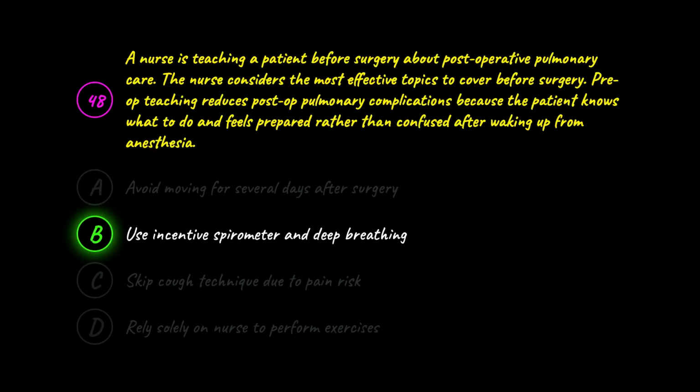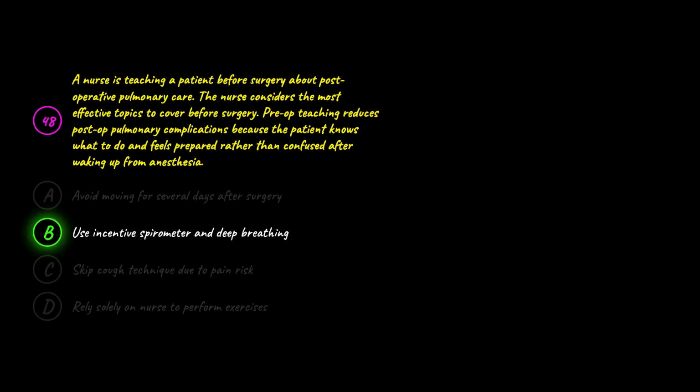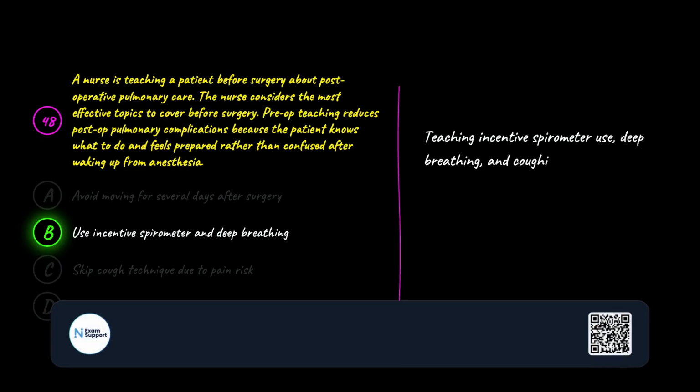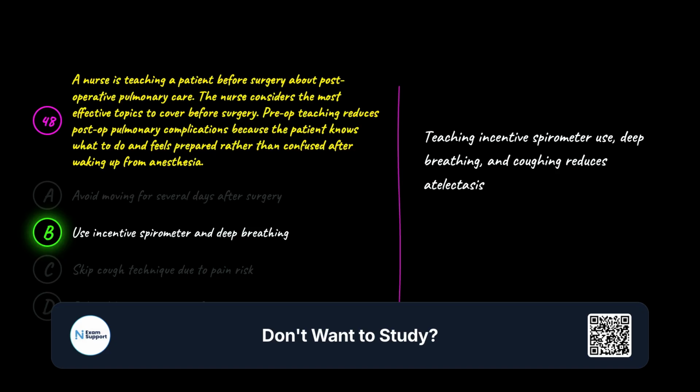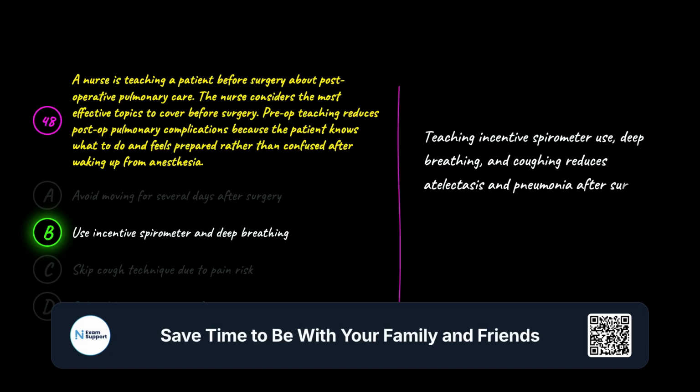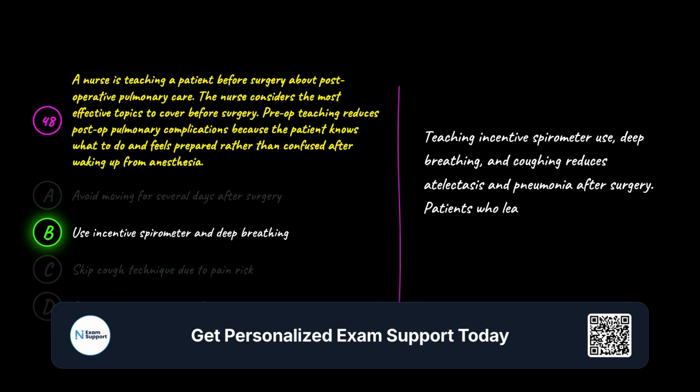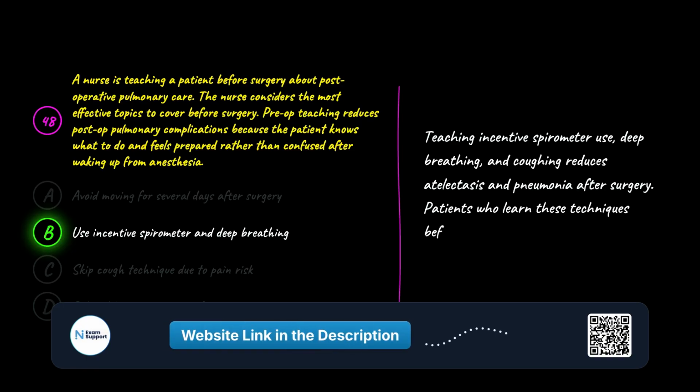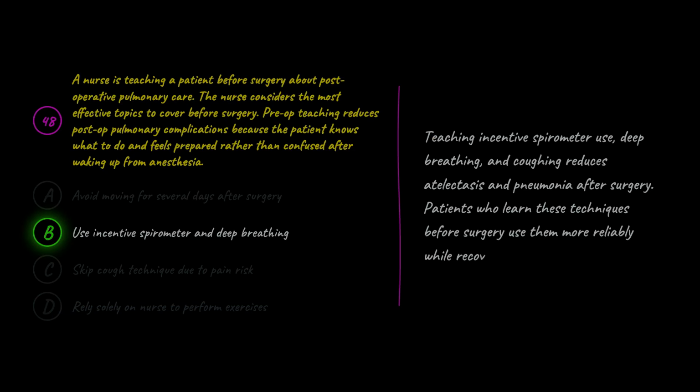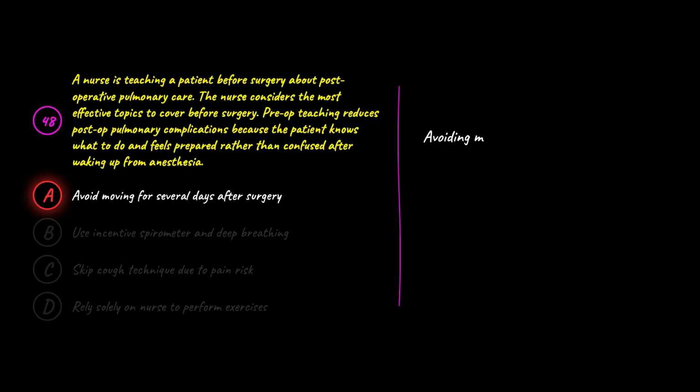The correct answer is B. Use incentive spirometer and deep breathing. B is correct because teaching incentive spirometer use, deep breathing, and coughing reduces atelectasis and pneumonia after surgery. Patients who learn these techniques before surgery use them more reliably while recovering and avoid common pulmonary complications during the hospital stay. A is wrong because avoiding movement for several days worsens pulmonary and circulatory complications.